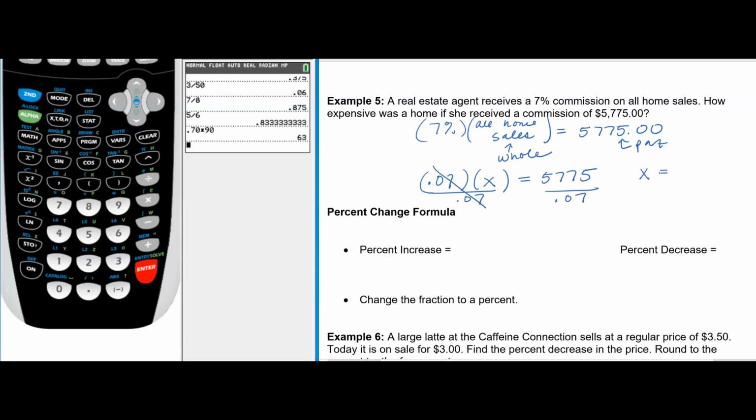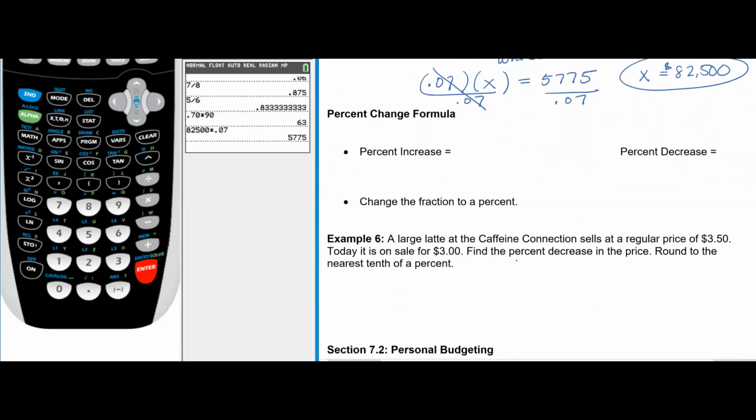And then when we divide those two numbers, we end up getting $82,500, okay? And then again, you can double check on your calculator. So if I come over here on the calculator, we can just check by doing 82,500 times 0.07 equals, we end up getting $5,775. Awesome. Okay. So the next thing we're going to talk about is percent change.